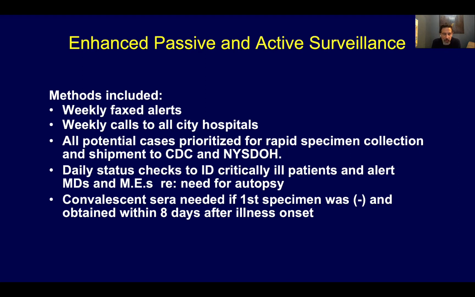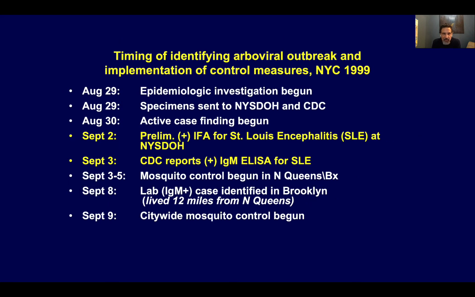So all this work was going on to find new cases and potential cases that were associated with the outbreak, and get specimens that we could then send off to the state and CDC for testing. And in the process of this case finding, a preliminary positive immunofluorescent assay came back from the state for St. Louis encephalitis. That was on September 2nd. So this was very soon after the initial investigation was begun, to give you a sense of the timing.